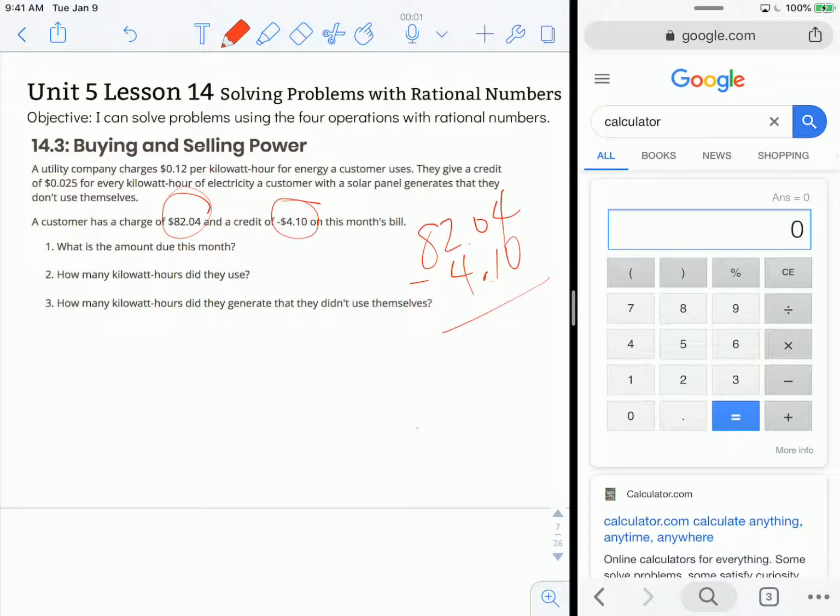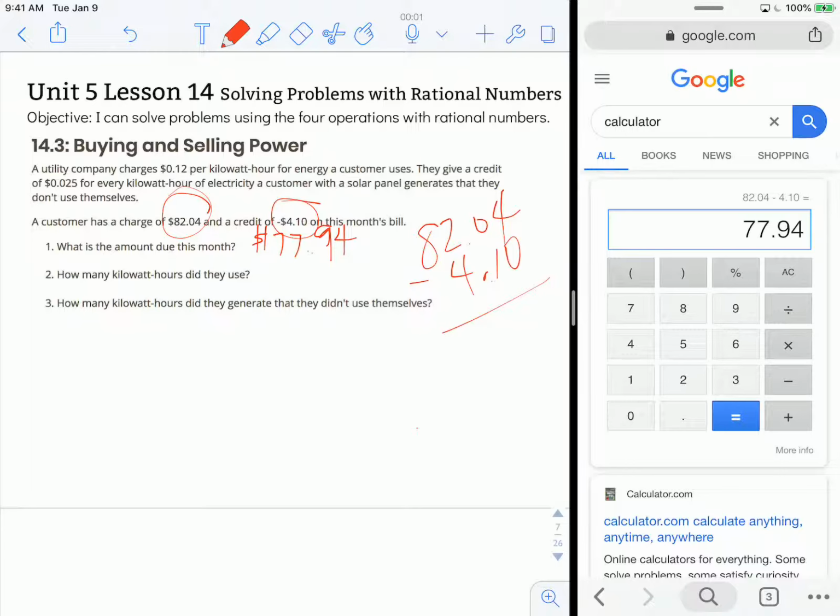So I know $82 minus $4 would be $78, so my answer should be about $78. So $82.04 minus $4.10 leaves $77.94. And that's about the $78 that I was thinking it would be. So they still have to pay $77.94.